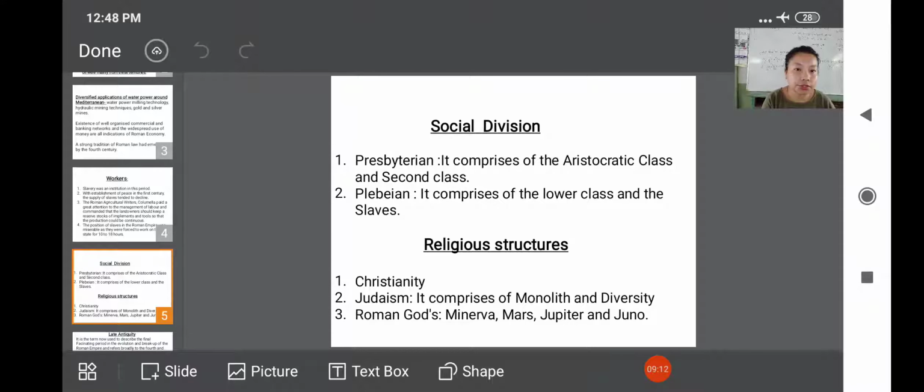Then number 3, Roman gods. Minerva, Mars, Jupiter and Juno are examples of Roman gods.